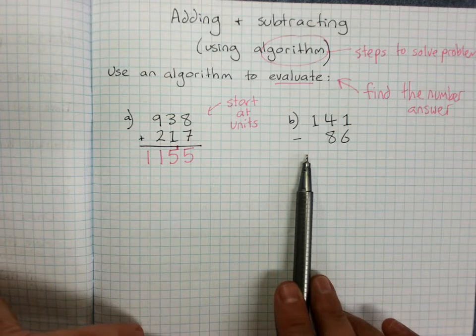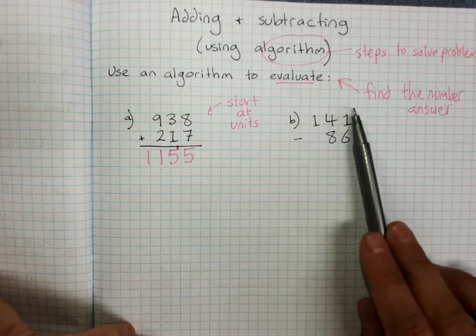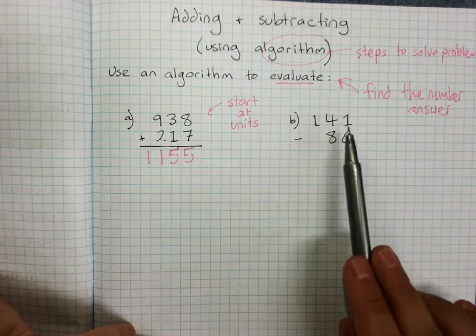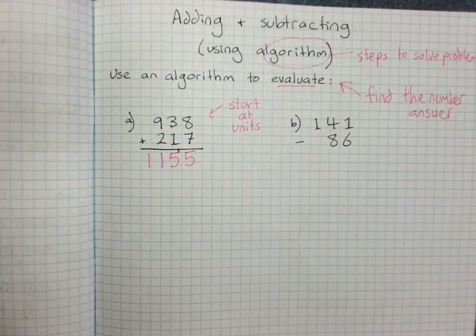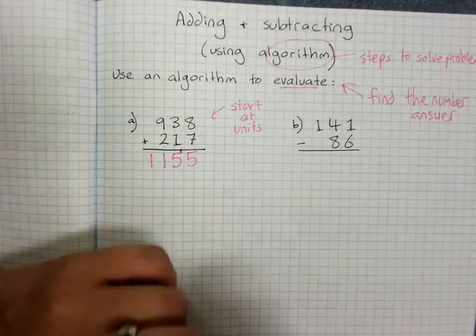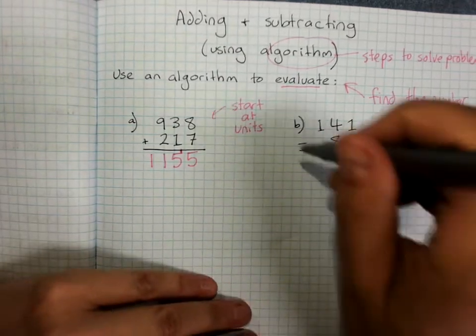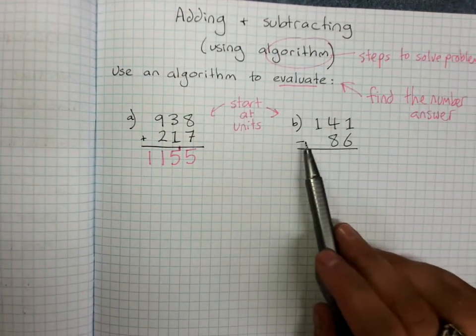Subtraction. Here I've got 141 minus 86. Again, lined up with our units lined up and our tens lined up. Put our line underneath, and again we're going to start at the units. Same strategy. It's going to be 1 minus 6.